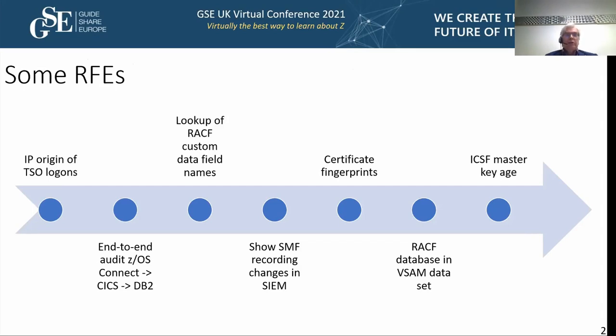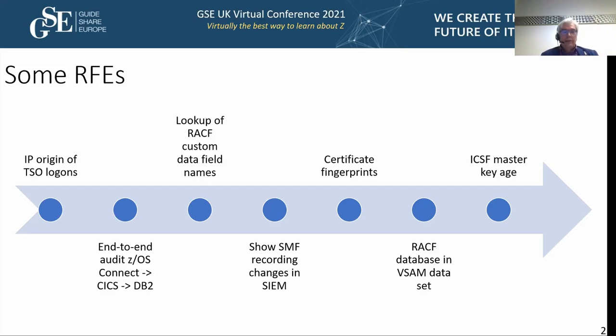Now, what are some of these additional RFEs? One is the IP origin of TSO logon. So people would like to know from where people connect to TSO. And that's not so easy to figure out. So we are now combining information from multiple SMF records to try to figure that out. But it will be a kind of continuing story. One of the difficulties here is, for instance, what happens if you do the TSO reconnect. You can reconnect from a different IP address, and we support that.